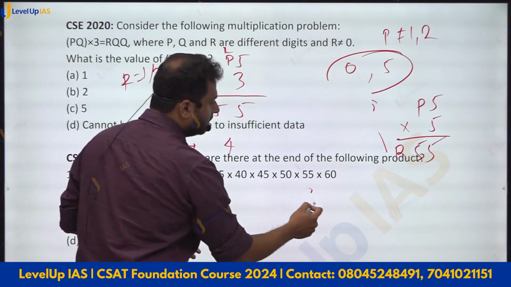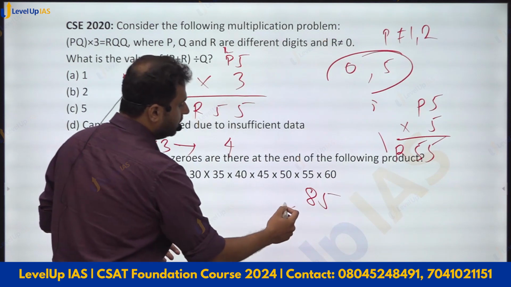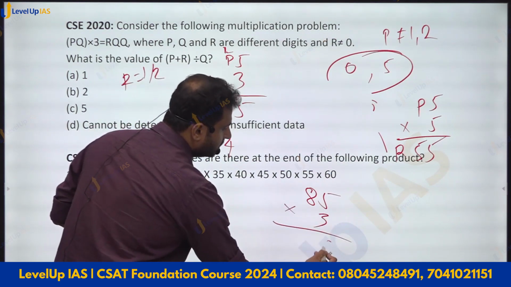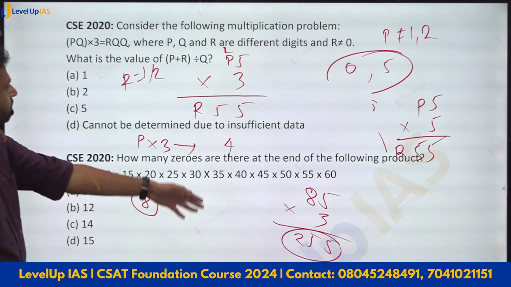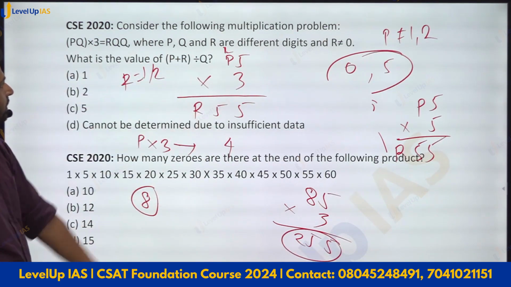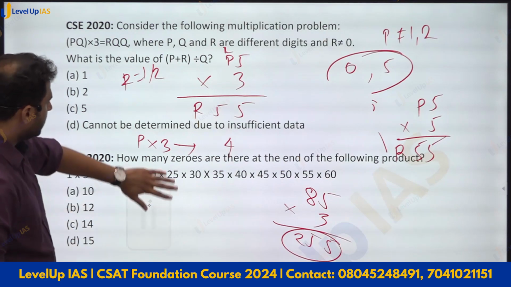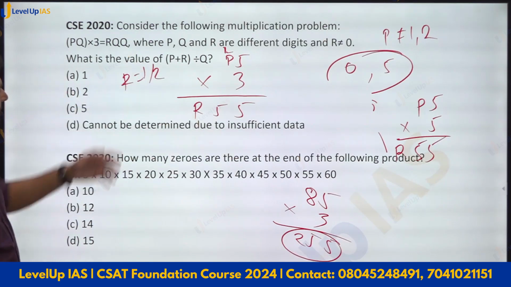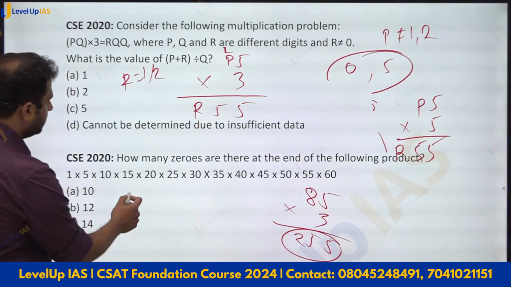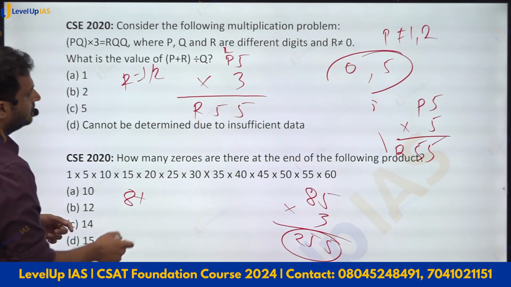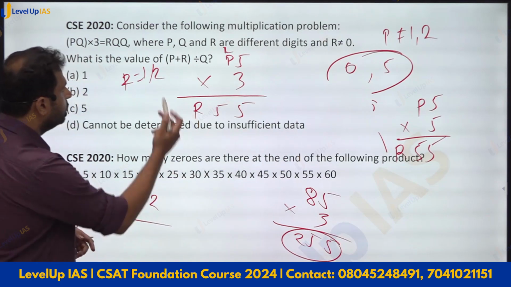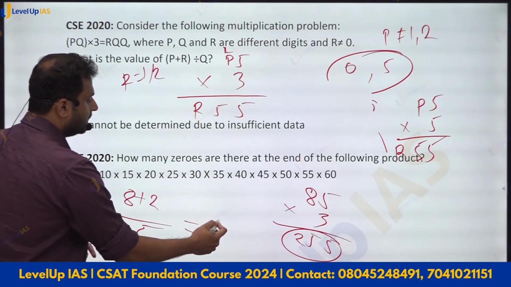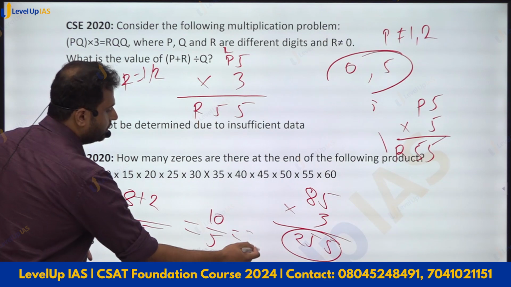Now we got the number 85. 85 into 3 is equal to 255. We got our R, we got our P, we got our Q. So can we find out this thing? P plus R. P is 8, R is 2 and Q is 5, which is equal to 10 by 5, which is equal to 2.